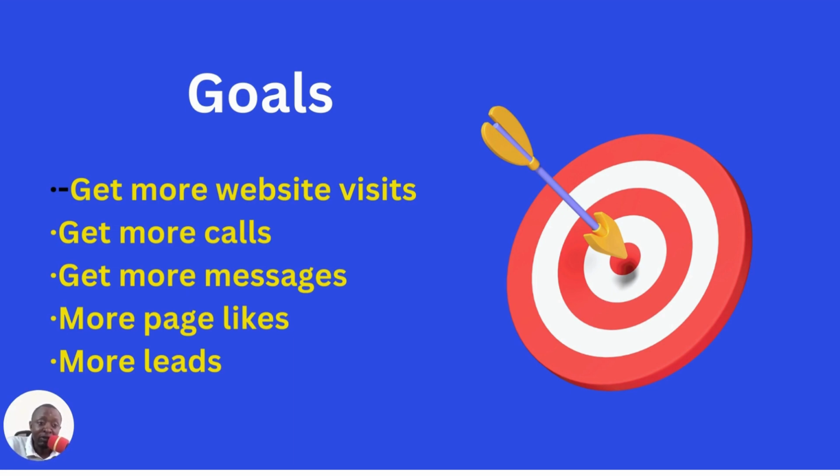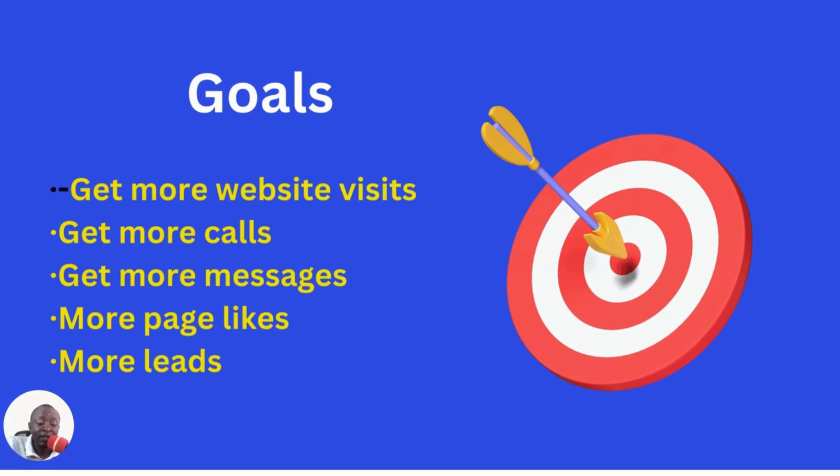Then you might also have the goal of getting more calls. Okay, if you have a physical business, maybe you are a hardware, you might want people to call you more so that they can place orders. It can also be in terms of getting more messages. Facebook allows you to set up this goal that will make people send you messages via WhatsApp.